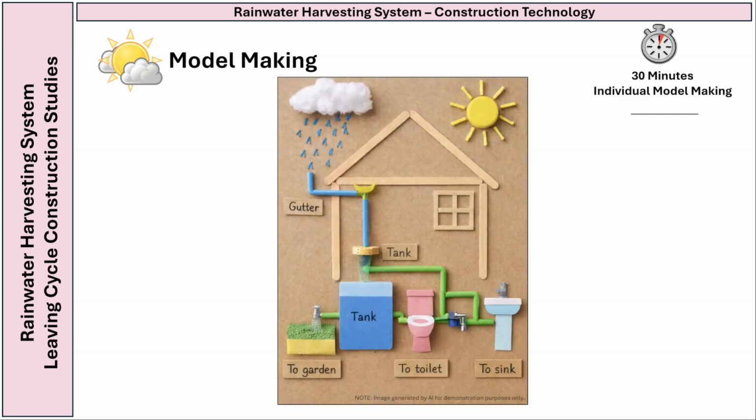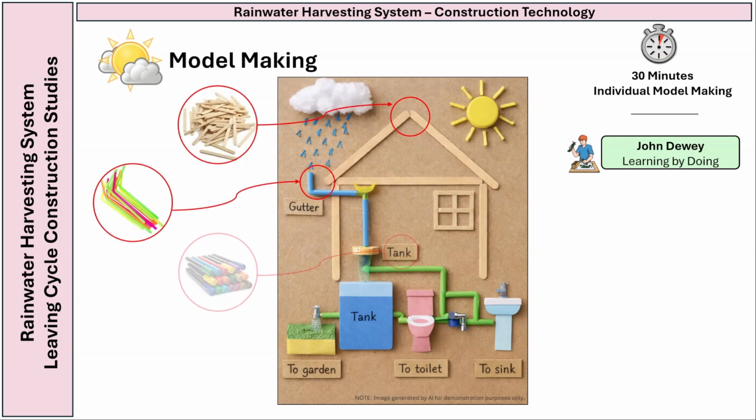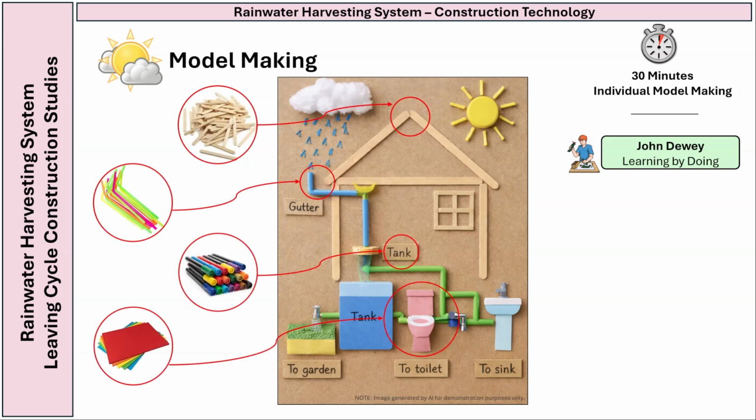Everyone will have 30 minutes to make individual models. This links with Dewey's learning by doing, using lollipop sticks for the house, straws for the pipework, markers for labelling, and card for everyday household appliances.